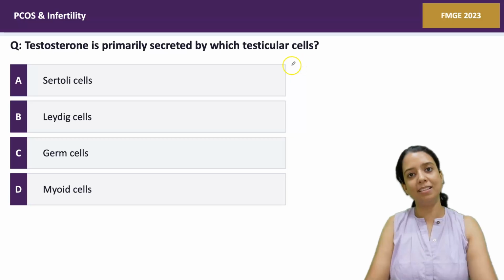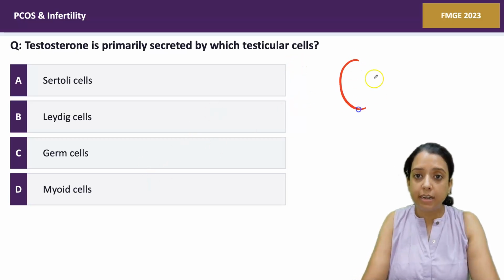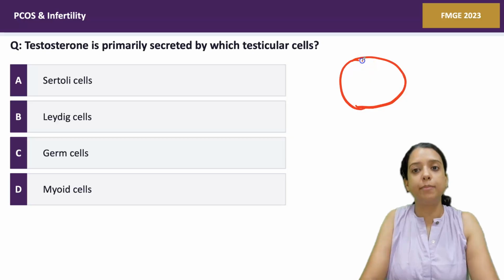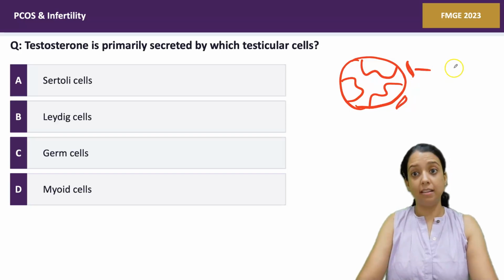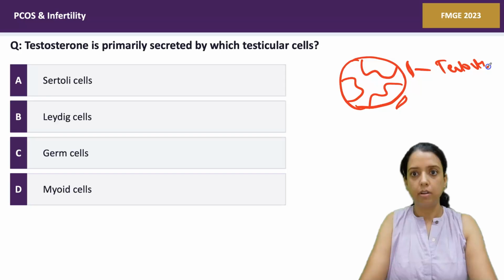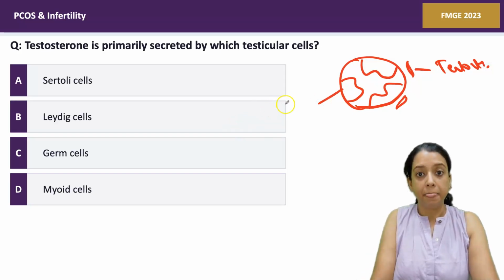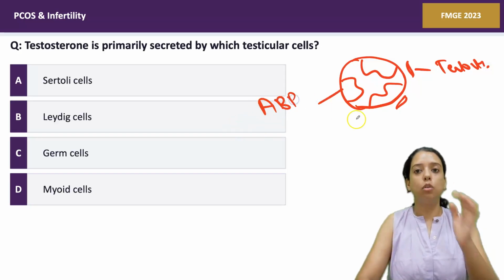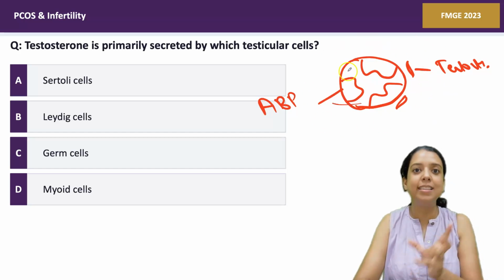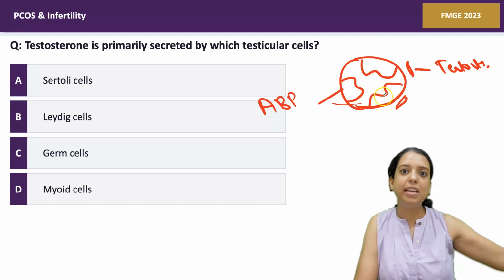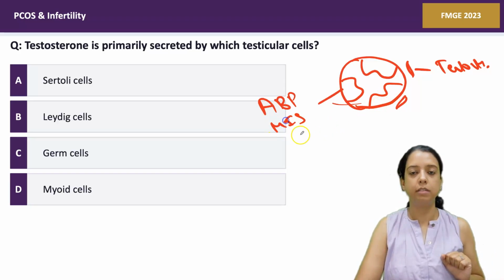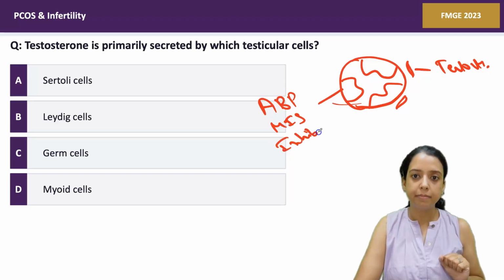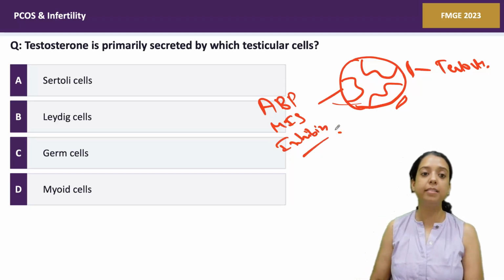Testosterone is secreted from which cells? If you take the seminiferous tissue, it has two types of cells. One is the Sertoli cells, where spermatogenesis happens. Outside are the Leydig cells. Leydig cells secrete testosterone. What do Sertoli cells secrete? Androgen binding protein, so that high testosterone can be bound inside here, and some is released in blood. It releases Mullerian inhibiting substance. It secretes inhibin. All that is secreted by Sertoli cells.